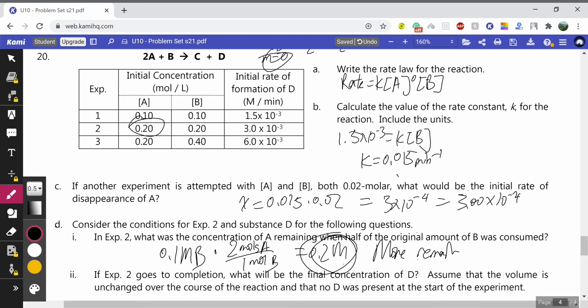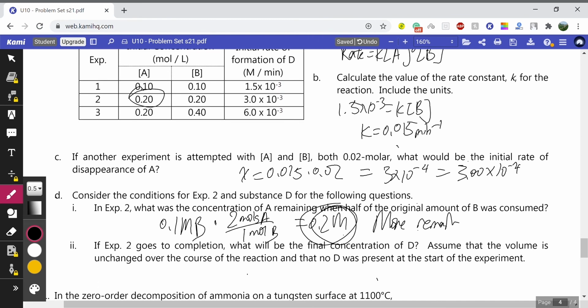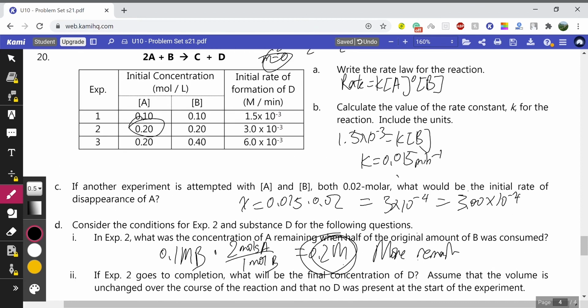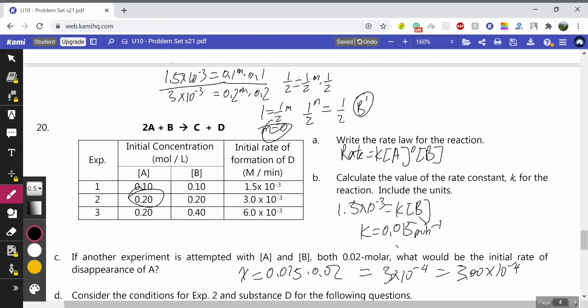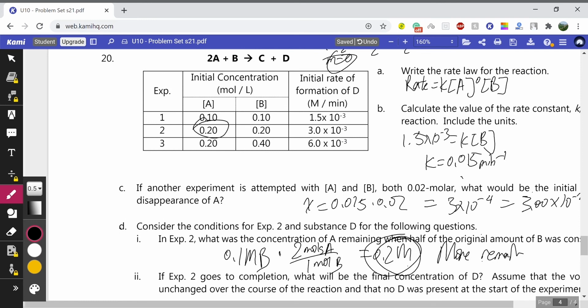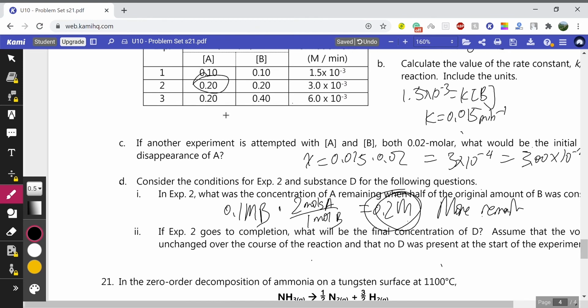If experiment 2 goes to completion, what is the final concentration of D? Alright, now we need to find which was the limiting reactant, just like number 7 we did up there. So limiting reactant will be A, obviously, right? Because both of these are 0.2 and A has 2 moles. So A goes to completion.